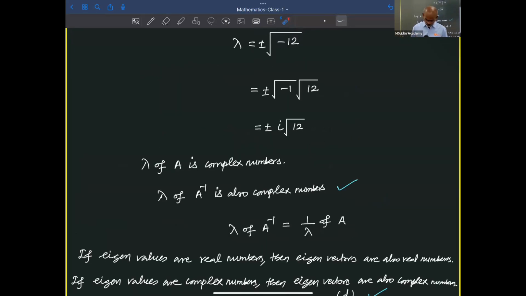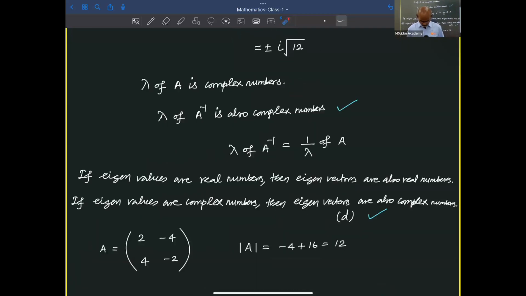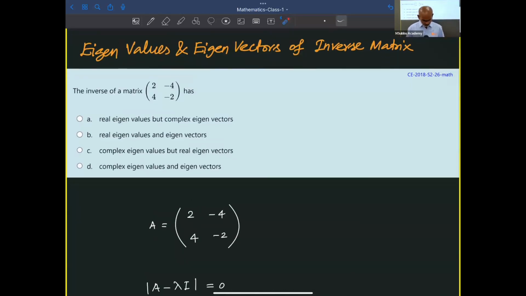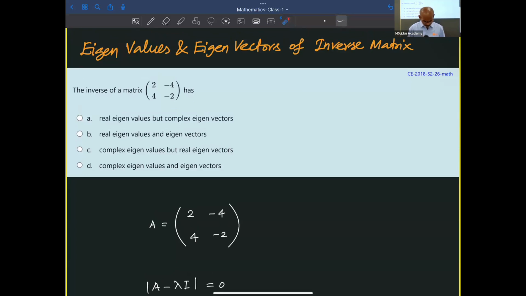One more thing: if the original matrix gives complex roots for the eigenvalues, the inverse will also have complex roots, because if you take the inverse of this, we will again get complex numbers. So we are going to get complex eigenvalues, and if complex eigenvalues are coming, there are also going to be complex eigenvectors. That is, complex eigenvalues and eigenvectors. Okay, this is the correct answer.